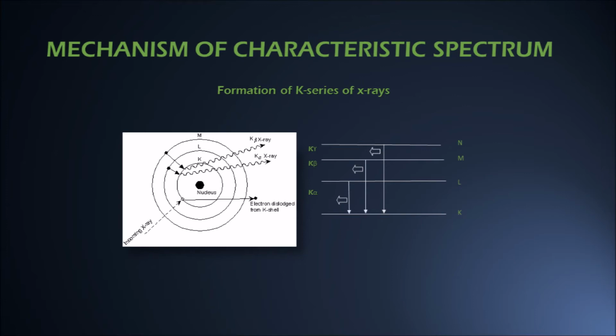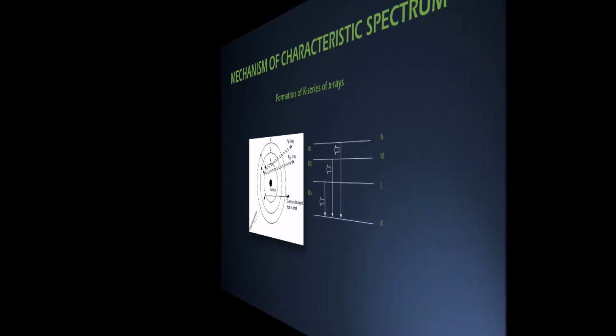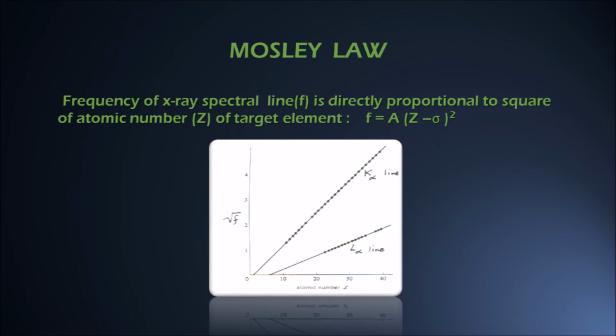One more important point regarding X-ray spectrum is what is meant by fine structure of X-ray spectrum. It is the existence of K alpha, K beta, K gamma X-rays in K series. Similarly, L series also has fine structure, M series also has fine structure. What is meant by Moseley law? Moseley law states that frequency of any X-ray spectral line is directly proportional to square of the atomic number of target element that is used in the production of X-rays.